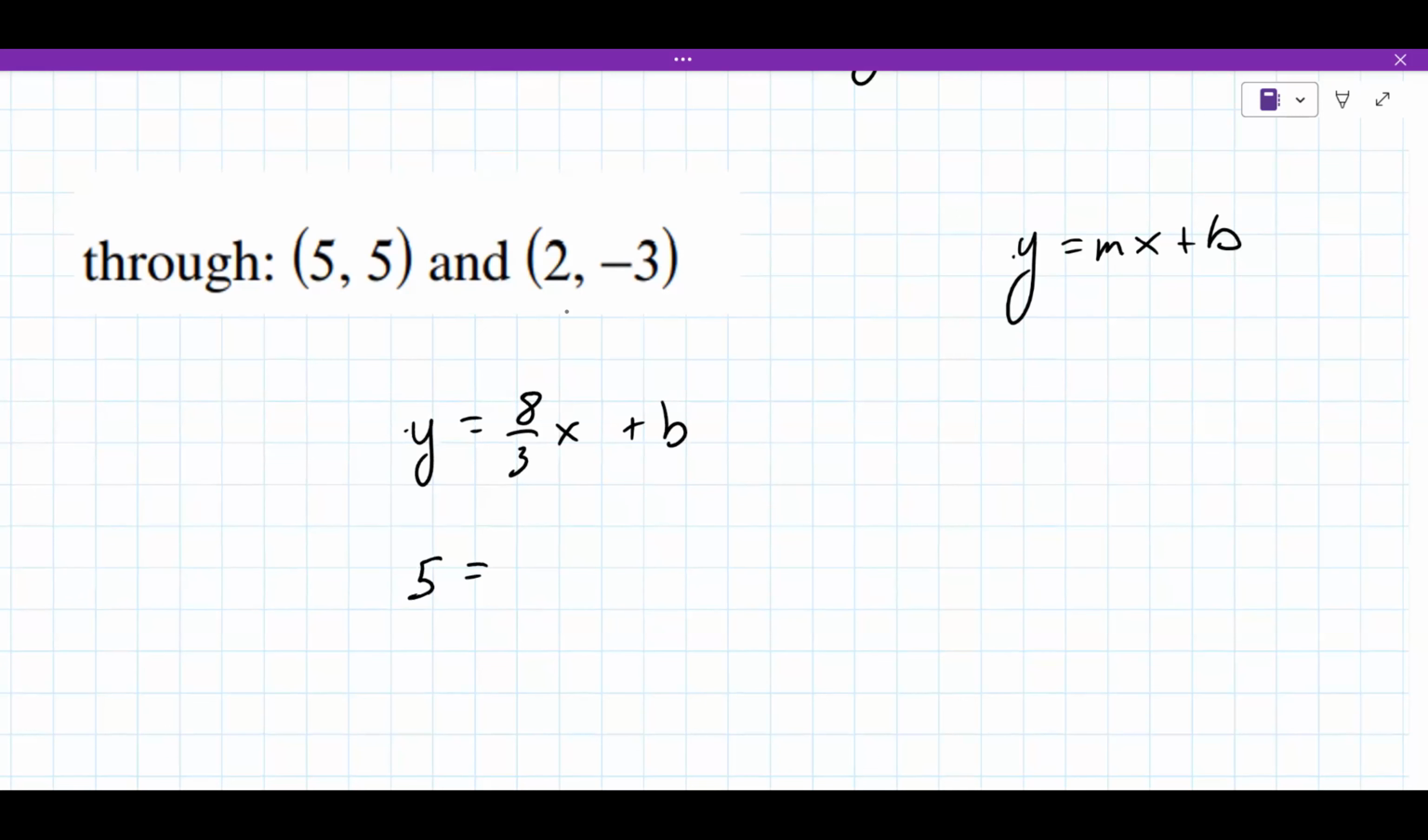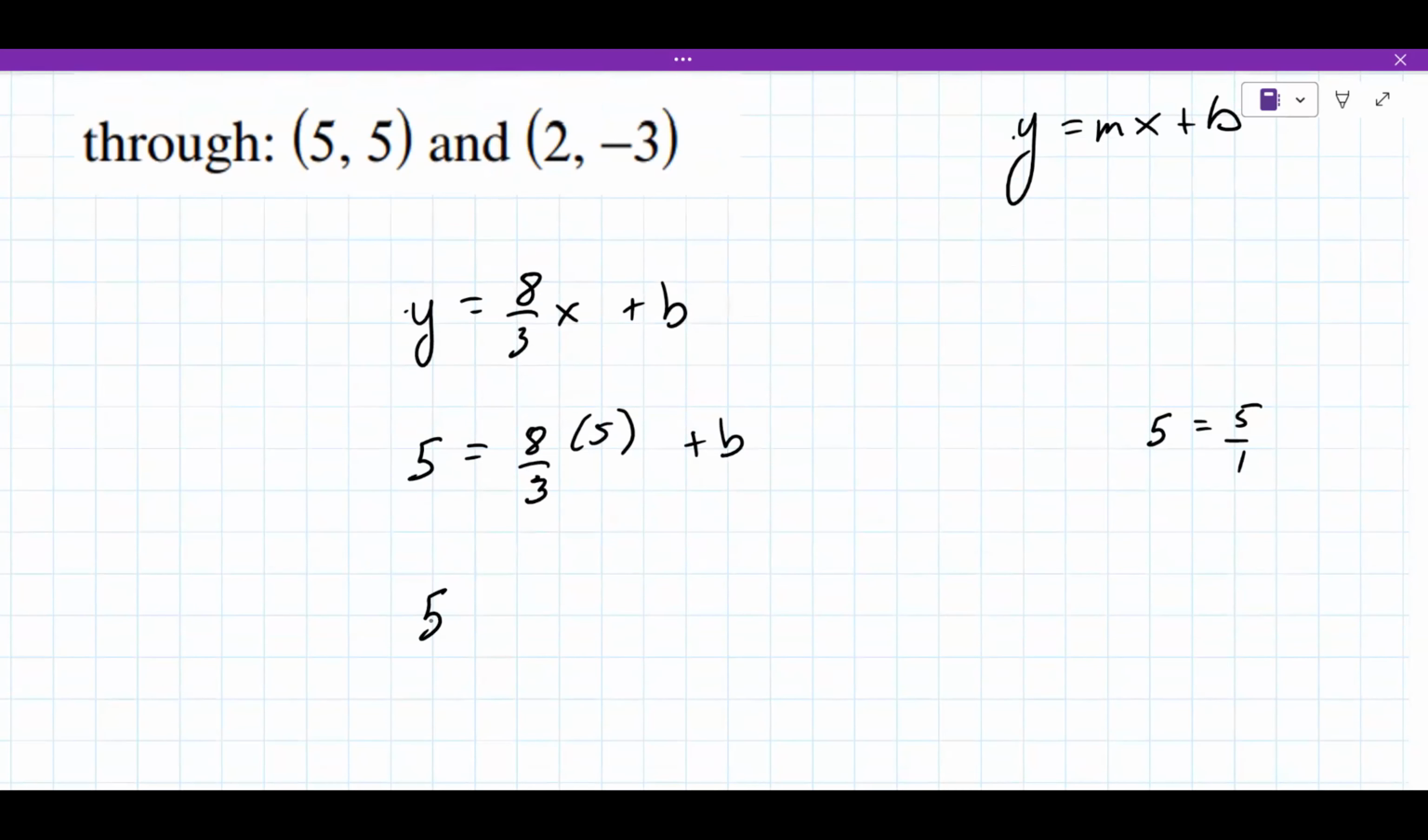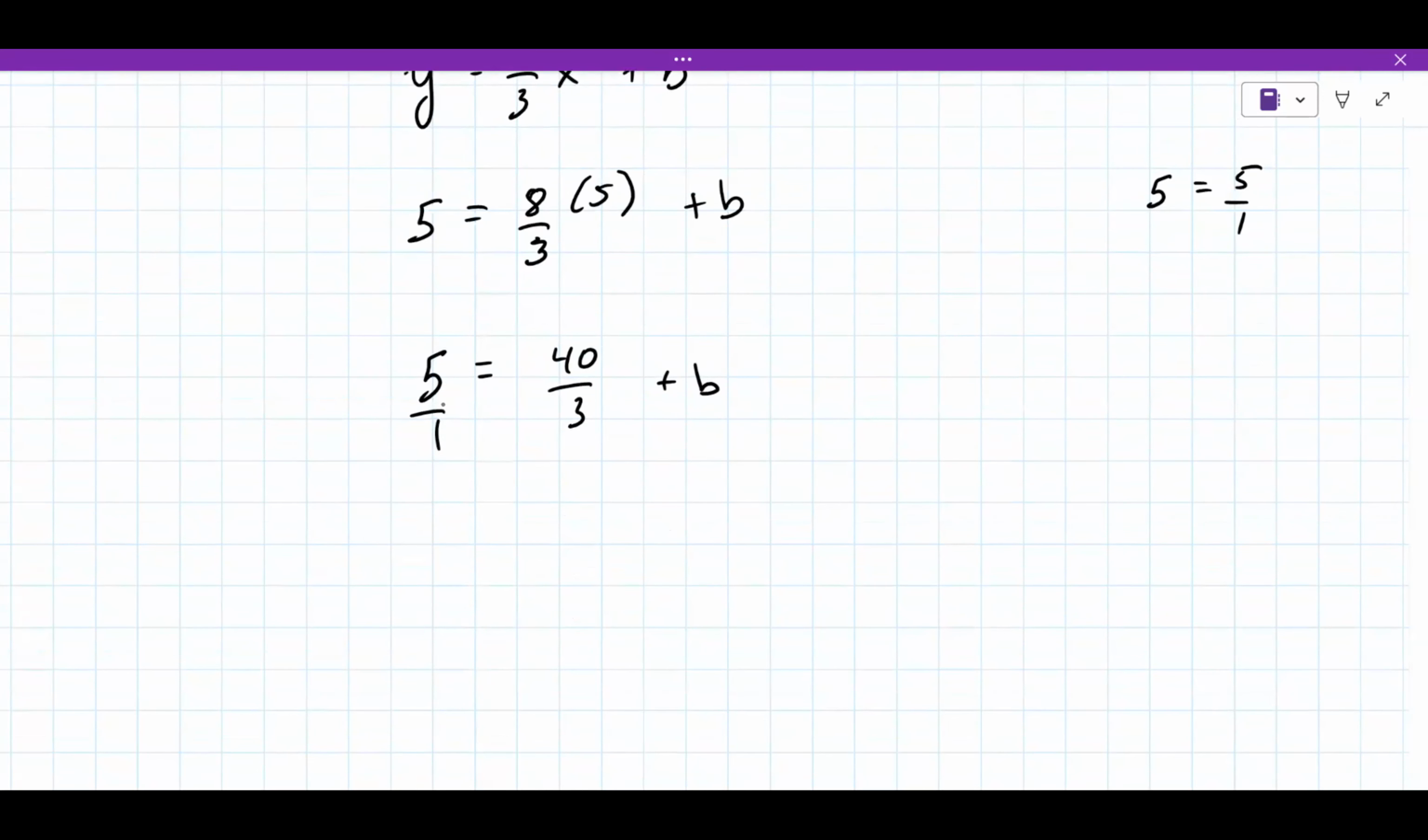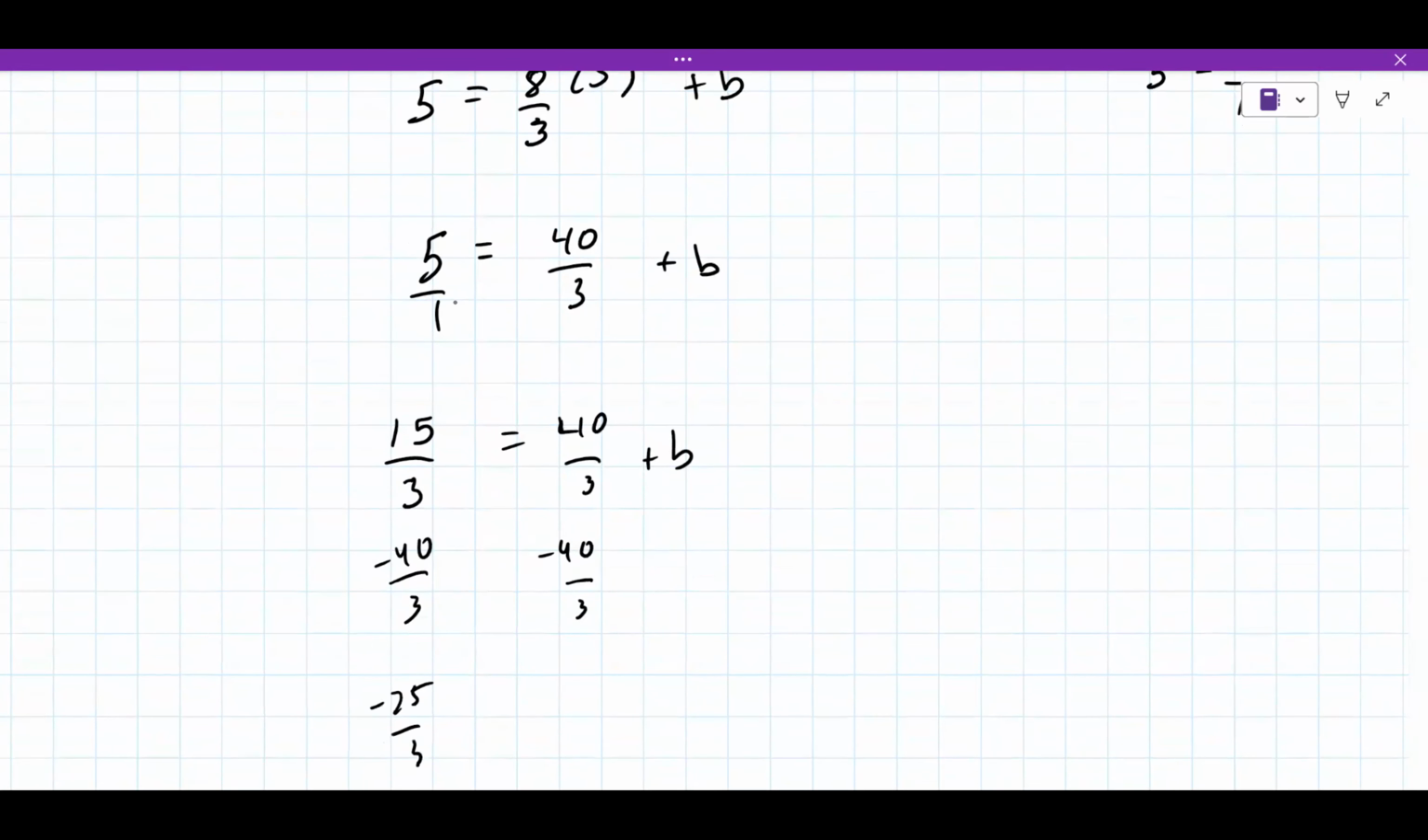So we got 5 equals 8/3 times 5. When you see something like this, you really want to treat 5 as being 5/1. So you get 40/3. Same thing on the left: treat that as 5/1, and make these have a common denominator. So this is really 15/3. When you subtract the 40/3, it would be negative 25/3. Yes. Signs are very, very important there.